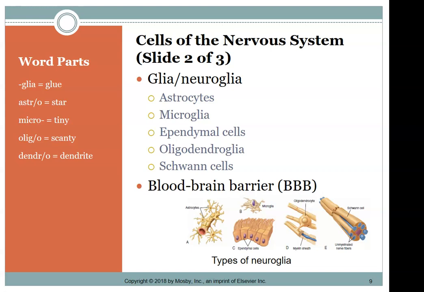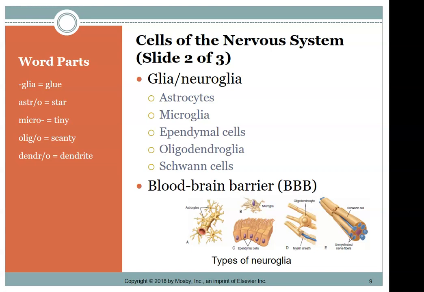Oligodendroglia covers the axons of the neurons, forming their myelin sheath. Schwann cells are the only glial cells that appear in the peripheral nervous system. These cells form a fatty substance called myelin that insulates the axons in the PNS. The blood-brain barrier is formed by astrocytes that connect neurons and blood vessels to prevent or slow the passage of some drugs and disease-causing organisms to the CNS.